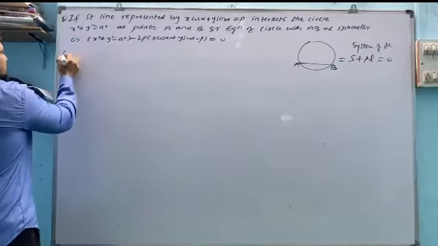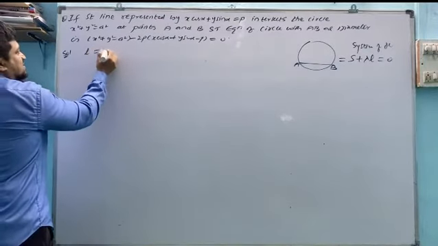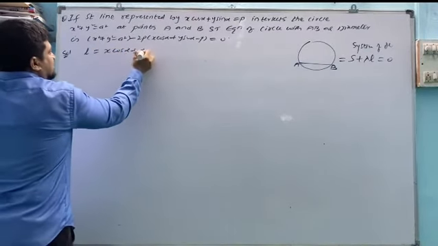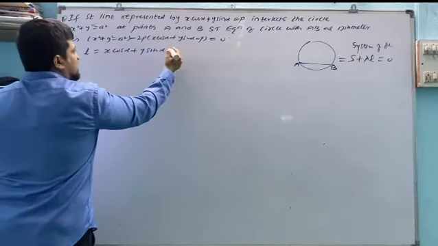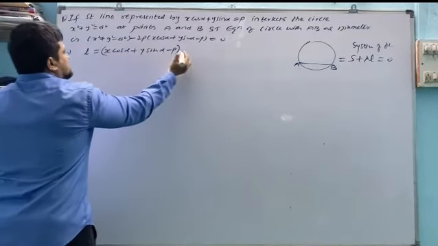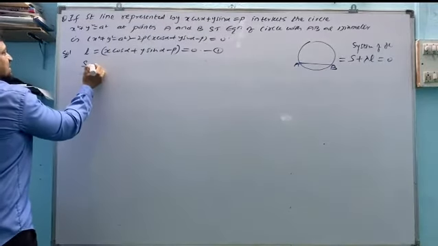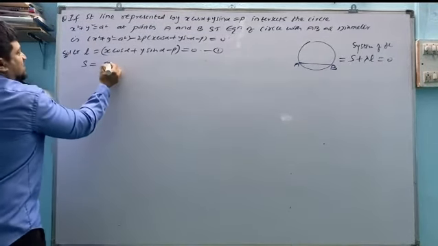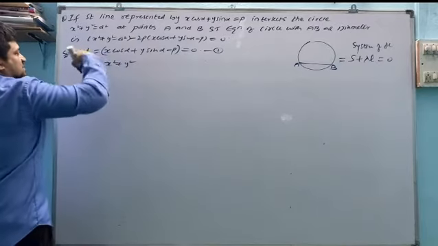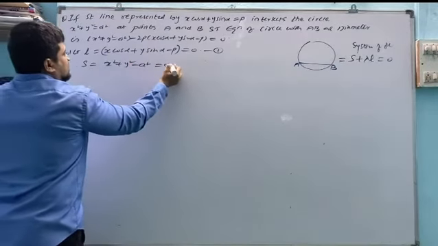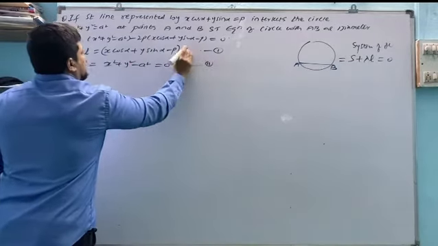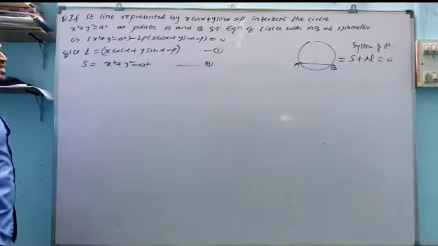So what they have given, first we have to write whatever line is given to us: x cos alpha plus y sin alpha, p comes to the left side, minus p equals 0 is the equation of the line. Then the circle is S. What is the S equation? x square plus y square, a square comes to the left side, minus a square equals 0. This is the second; if you do not consider the 0, it is also no problem. This is 1 and 2.